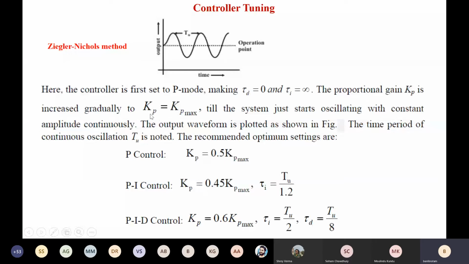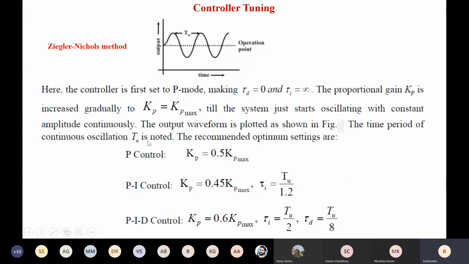So as the Kp increases, for a particular Kp value, the system will start oscillating with constant amplitude continuously. The output waveform looks like this type of oscillation, with some particular frequency. Now, the time period of this oscillation, Tu, is noted down, and the Kp value at which the oscillation starts, that Kp max value, is also noted down.